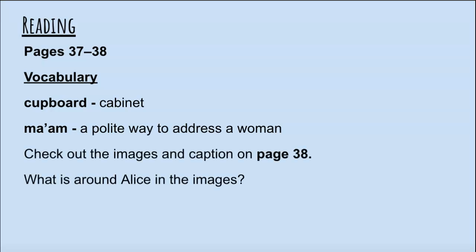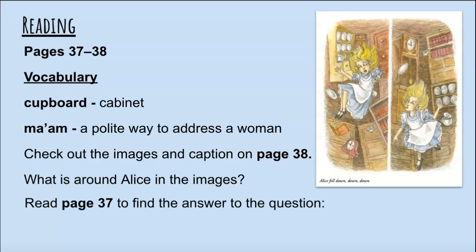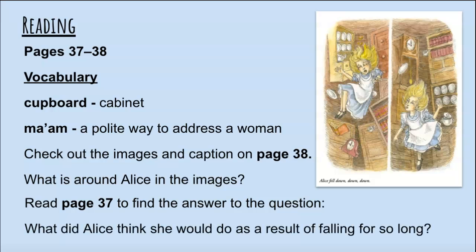Check out the images and caption on page 38. What is around Alice in the images as Alice fell down, down, down? Read page 37 to find the answer to the question, what did Alice think she would do as a result of falling for so long?